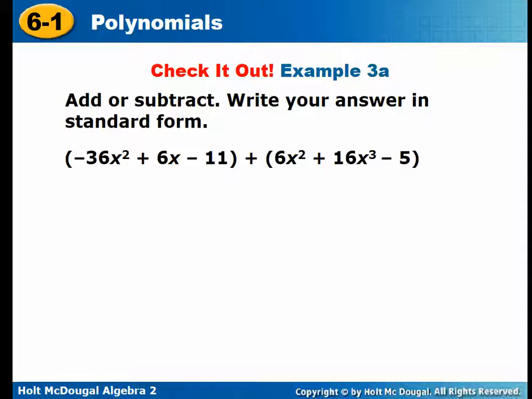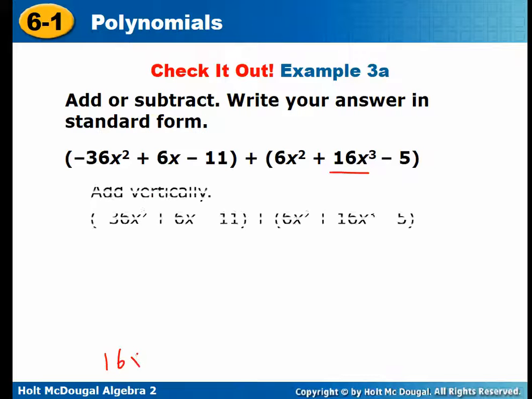This is another example. Again, look for your like terms. They have to have the exact same variable. So I'm just going to go ahead and write this. That's the only cube term. And then I'll put my x squared terms together. It's a negative 36x squared plus 6x. So that's negative 30x squared.